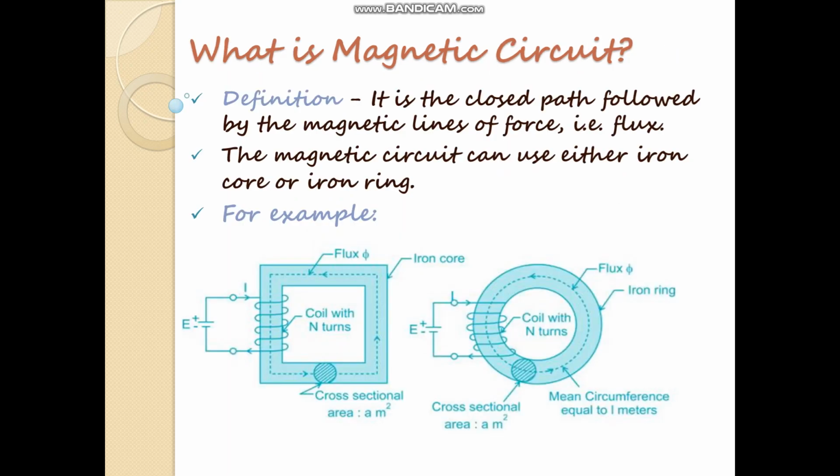What is a magnetic circuit? It is the closed path followed by the magnetic lines of force, that is flux. See, this is the constructional sketch of the magnetic circuit, and the magnetic circuit can use either the rectangular shape iron core or the toroidal shape iron ring.